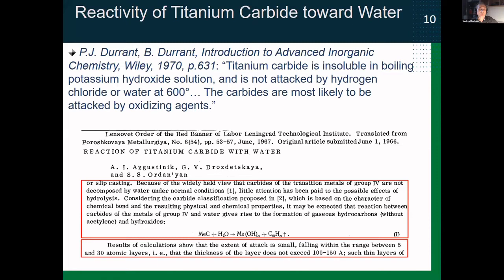So I think that was the common perception in the early days of MXene research when it comes to their chemistry. But there was also at least one paper published in the Russian journal Poroshkovaya Metallurgia in 1976, where the authors discovered that bulk titanium carbide, at that time there were no MXenes, no nanomaterials even, does react with water slowly and forms hydrocarbons. And in the end of the paper, they also concluded that the extent of this attack is small. It's limited to 30 atomic layers. And of course, who cares about 30 atomic layers when you work with bulk material?